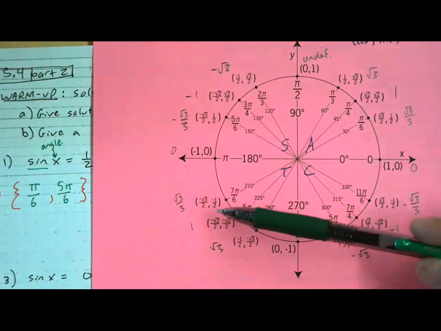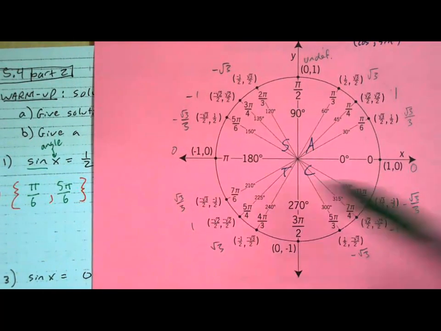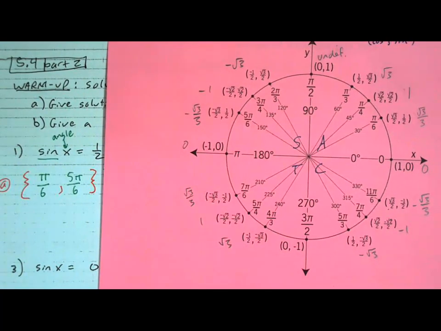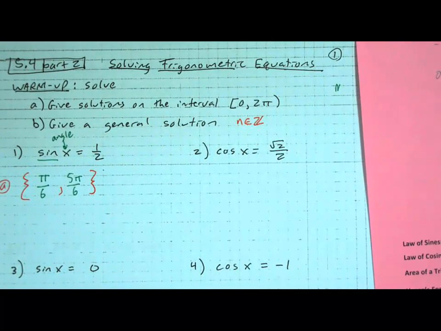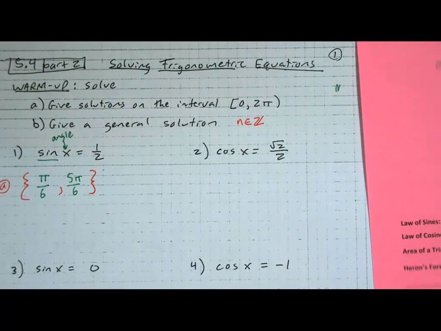We've got a sine of negative a half here at 7 pi over 6 and negative a half at 11 pi over 6. But this is specifically positive 1/2. So those are the only two between 0 and 2 pi. So this would be our solution on that interval. That's it. Of course it'll get harder, but we've built up to it.